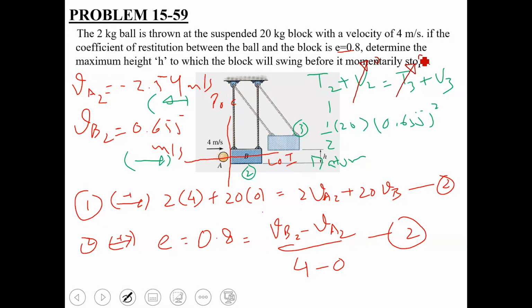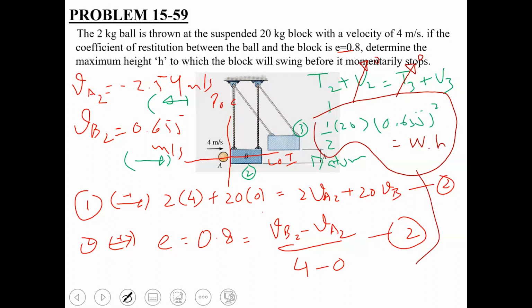What about V3? Should it be positive or negative? Positive, sir, above the datum. Since position 3 lies above the selected datum, it should have positive gravitational potential, and the value is going to be W times h. So from this equation, the only unknown quantity is h. Once you solve it, the value of h comes out to be 0.0218 meters. So this is the height attained by block B as a result of this collision. At position 3, the block would be momentarily at rest and then it is going to swing back again. Any query regarding this central impact problem?